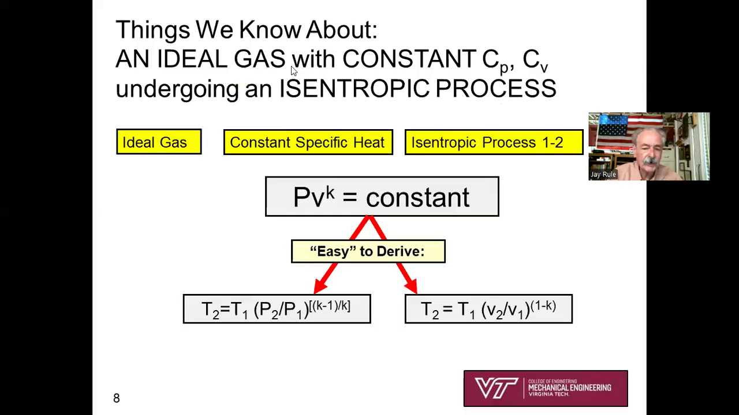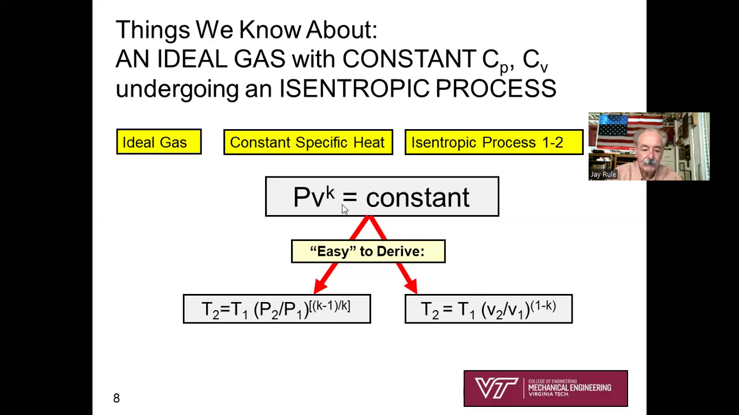Another thing that we covered very quickly in Chapter 6, and that's for an ideal gas. Notice my yellow text boxes. For an ideal gas that has constant specific heat, C sub P is constant, C sub V is constant, undergoing an isentropic process. Now, what was isentropic? That's a reversible and adiabatic process. PV to the k is constant, where k is C sub P over C sub V. And I've shown in my videos, it's pretty easy to derive these. Now, you might call them formulas, but these are fundamentals.